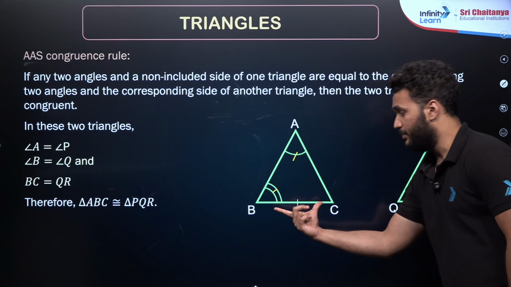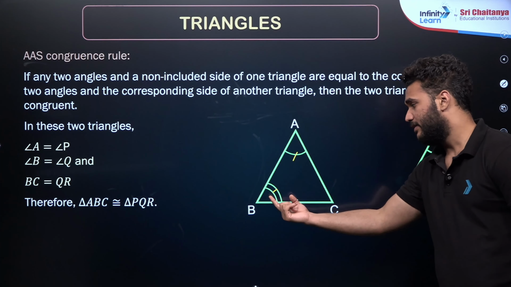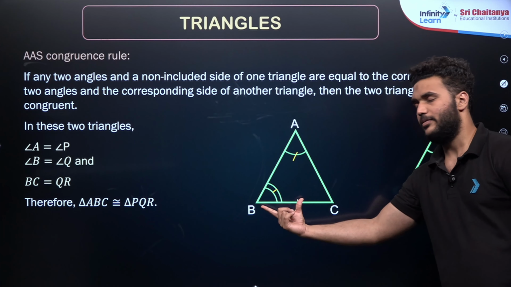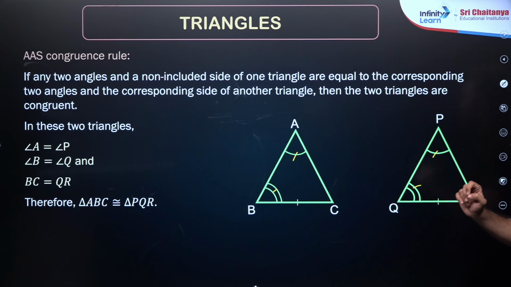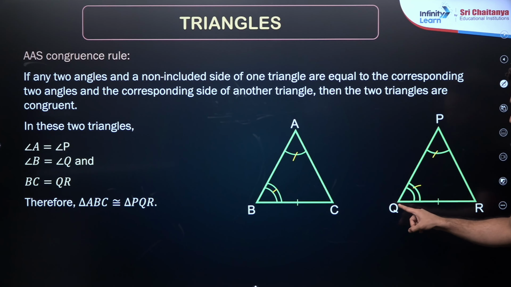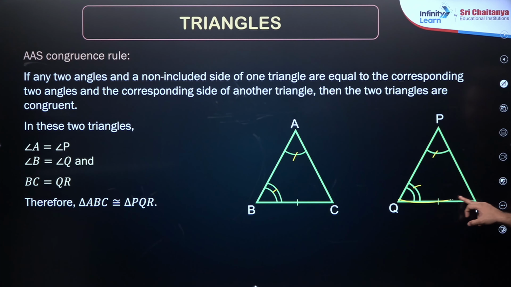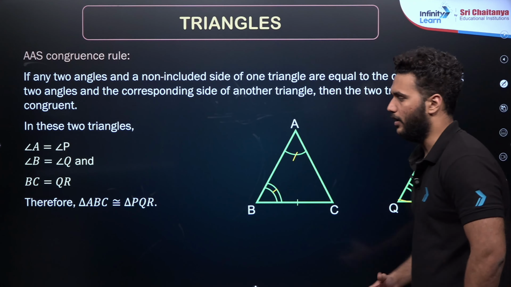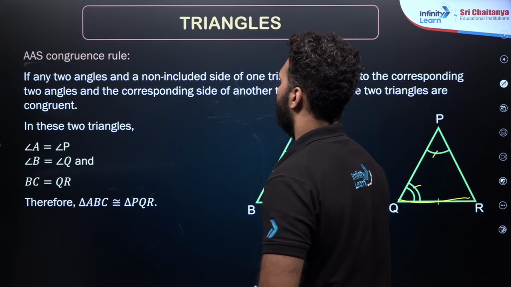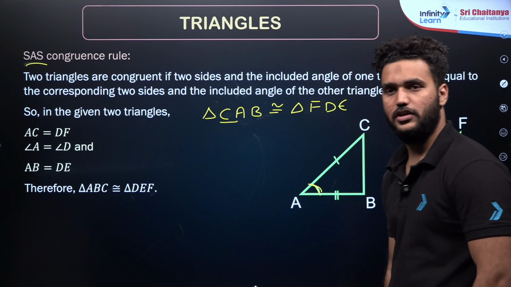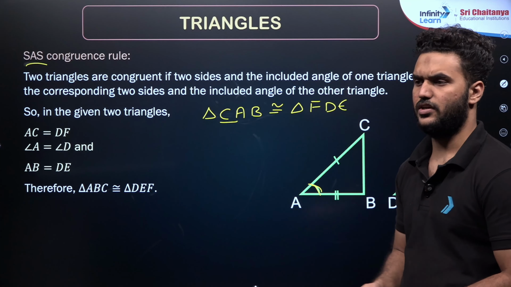Like if you prove BC is equal to PR, then it's not congruent. Why? Because this line BC is connected to angle B, and angle B is equivalent to angle Q. Now you have to take the line which is connected to angle Q and which is not between these two. So you have to prove for QR. Okay, we will do questions and from there you will get it. So we have learned about three rules. There are more too. We will talk about those in the next session.